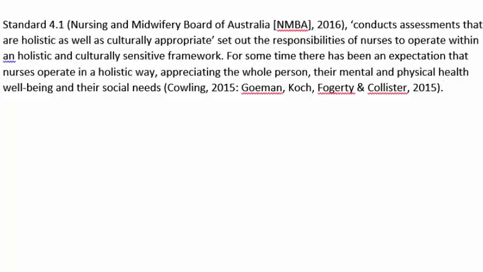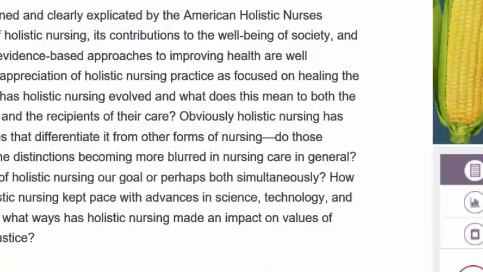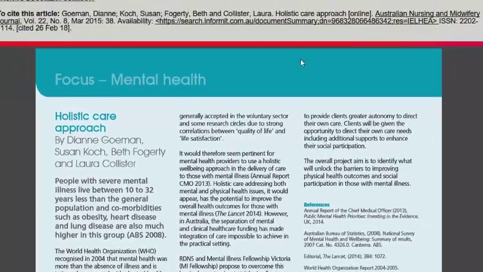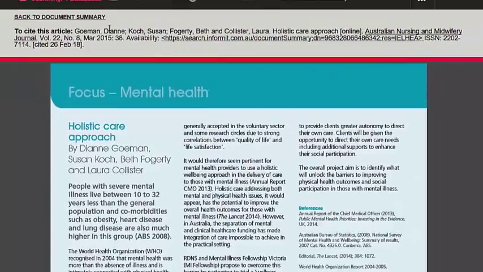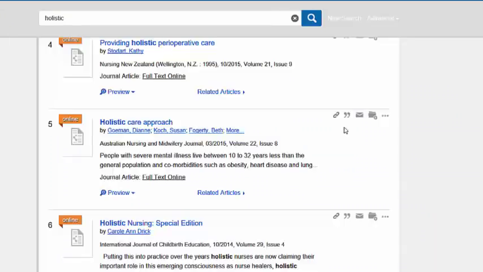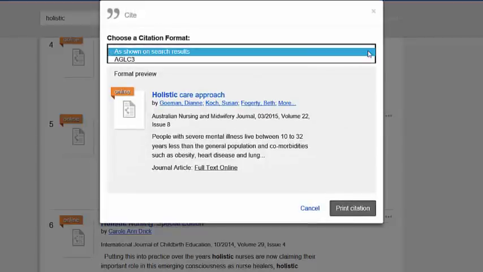Now I can try and see if I can find the citations for these. Well, there's a citation for the first one there. So I want to get a citation. Go to APA.